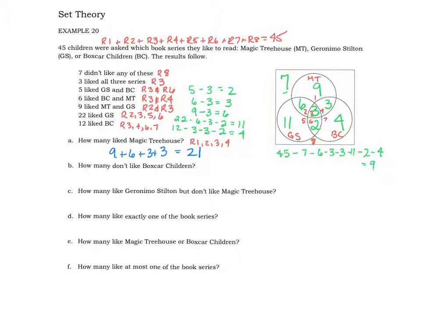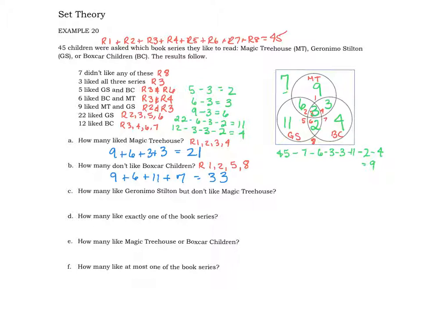How many don't like Boxcar Children? Okay, so that's like a complement of sets, right? So that's going to be regions 1, 2, 5, and the region that some people forget, which is 8. The people who don't like any of these definitely don't like Boxcar Children, so don't forget to add region 8 in this. So that would be 9 plus 6 plus 11 plus 7. Okay, so that's going to give us 33.